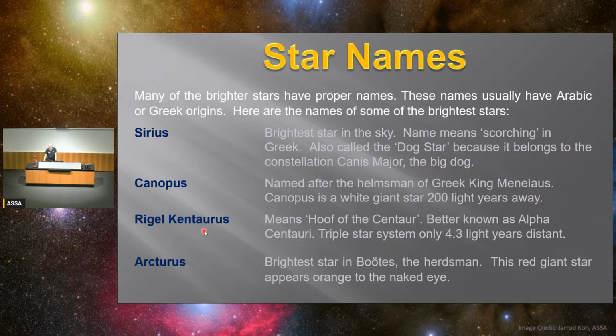Rigel Centaurus means a hoof of the centaur. That's an Arabic word. Rigel means foot in Arabic. But it's better known as Alpha Centauri, and it's a triple star system, 4.3 light years distant. And Arcturus, that's the brightest star in Bootes, the herdsman, and this is a red giant. So if you have a look at Arcturus at night, you can see it is noticeably orange because it is a red giant, and so it appears orange to the naked eye.